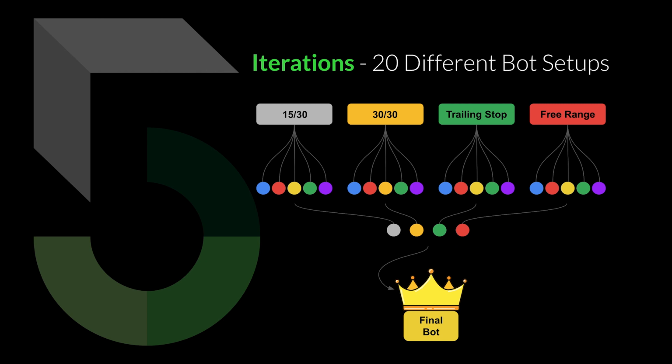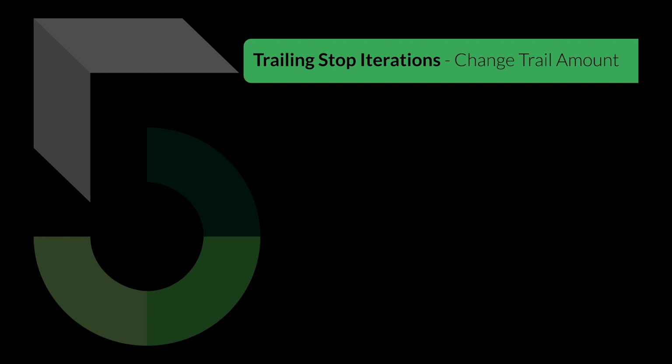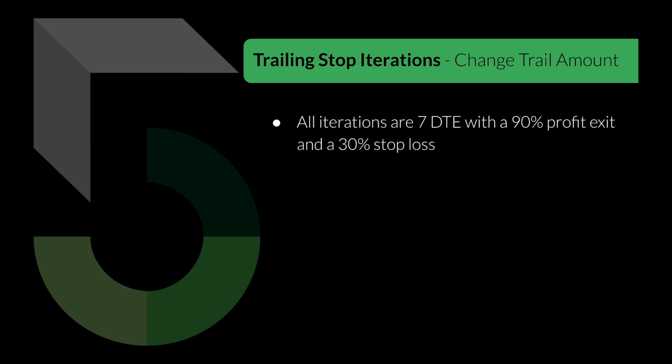So the topic of today's video is this trailing stop iteration set. The variable that I'm changing here is going to be the trailing amount. Each ironfly that's entered is going to be a 7 DTE ironfly. It has a 90% profit exit target and a 30% stop loss. But what I'm changing is the actual trailing stop of each of these bots.